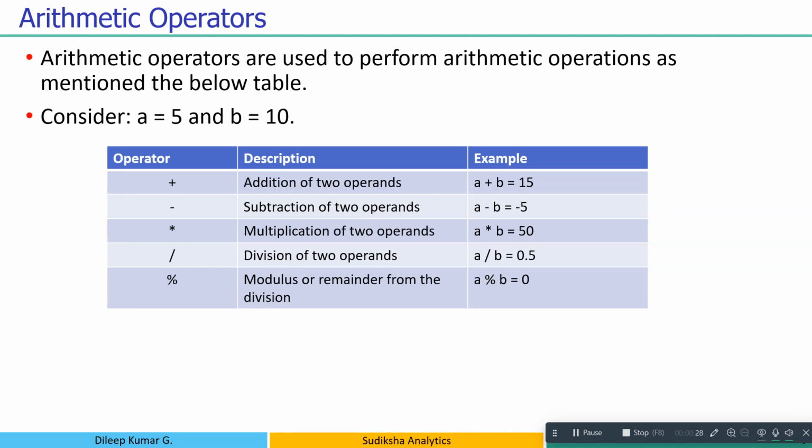First category is arithmetic operators, and these are the arithmetic operators: addition, subtraction, multiplication, division, and modulus, which gives the remainder. So let's consider the values a equals 5 and b equals 10. Then a plus b is 5 plus 10, which is 15; 5 minus 10 is minus 5. Multiplication of these two is 50, division is 0.5, and a mod b is equal to 5. So we can also use these operators in writing SQL statements.